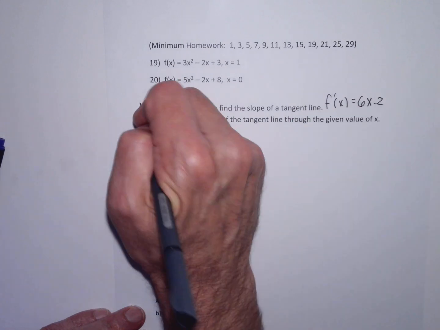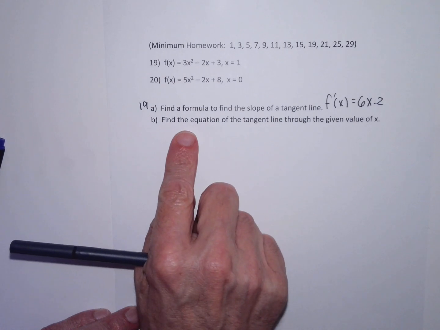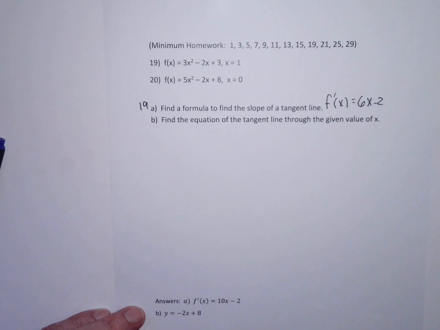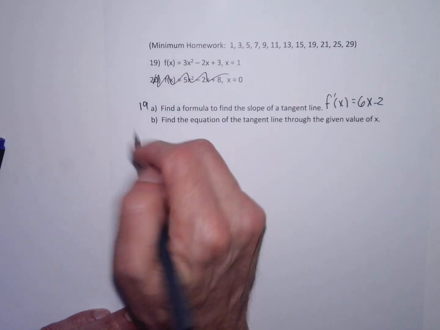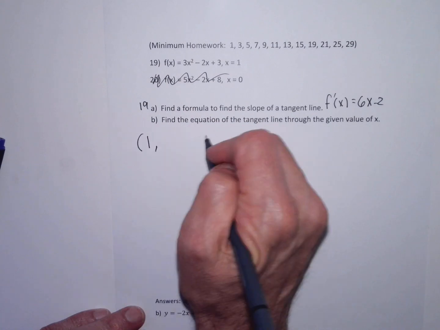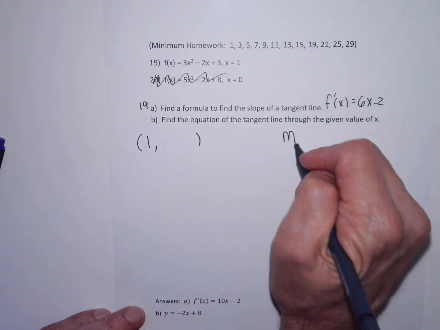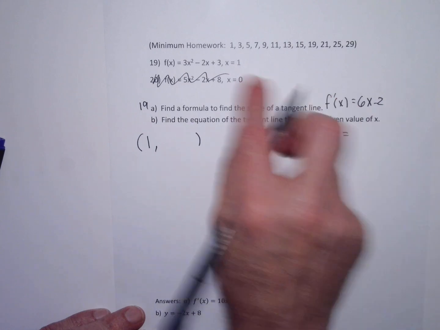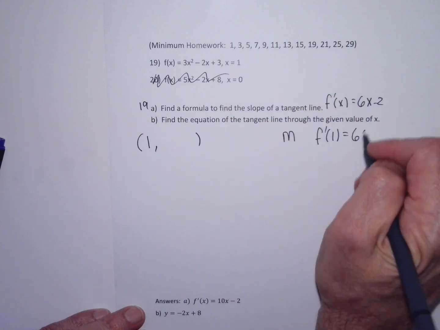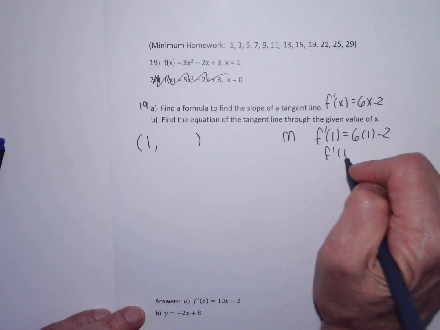So for 19a, I'm going to skip it, and I'm going to move on to finding the equation of the tangent line. To find an equation of a tangent line, I need a point, and the x-coordinate of the point is supposed to be 1. The y-coordinate of the point I need to find out, and I need a slope. The slope I get by taking the value of x that's provided, which is 1, and I plug it in to the derivative.